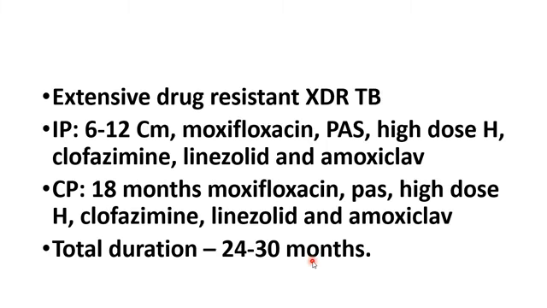So in case of XDR tuberculosis, what we have to use? It also has intensive phase and it also has continuation phase. Here instead of 6 to 9 months, we are giving 6 to 12 months, and continuation phase we are giving for 18 months. Okay, and totally it is 24 to 30 months. So what drug we are using? We are using capreomycin. We are giving moxifloxacin. We are giving PAS, that is para-aminosalicylic acid, and we are giving high dose isoniazid, high dose H. We are giving clofazimine. We are giving linezolid, and we are giving amoxicillin.